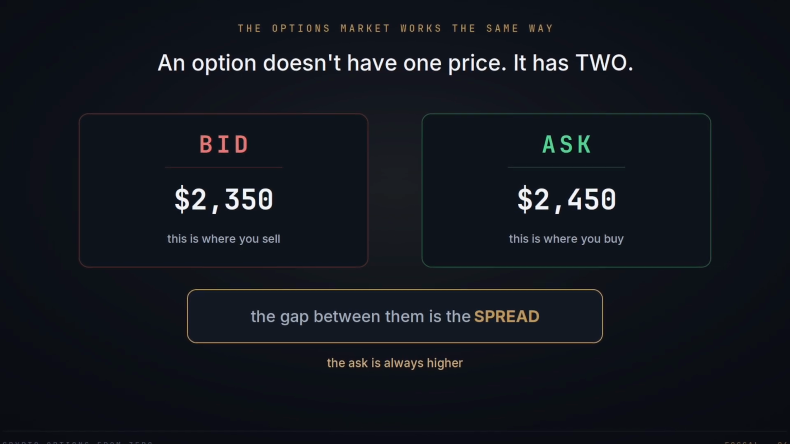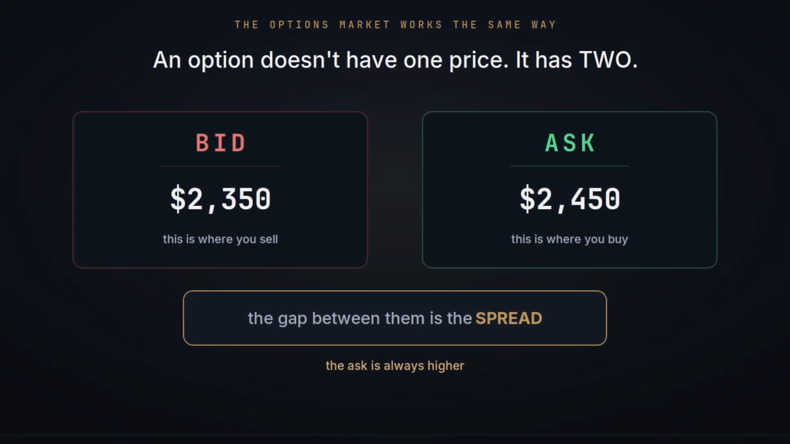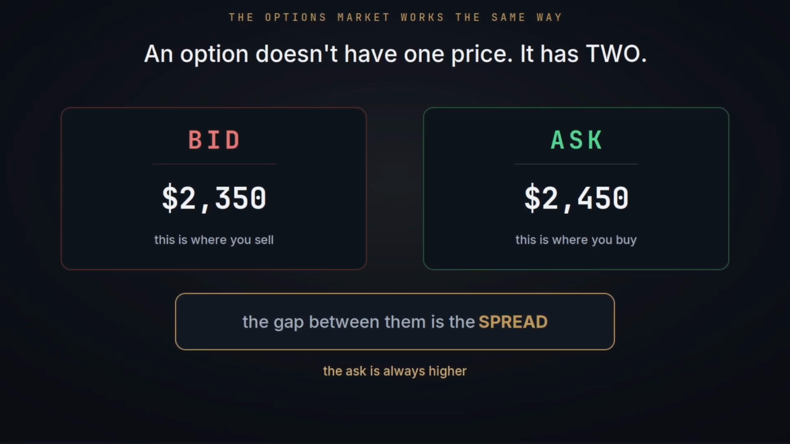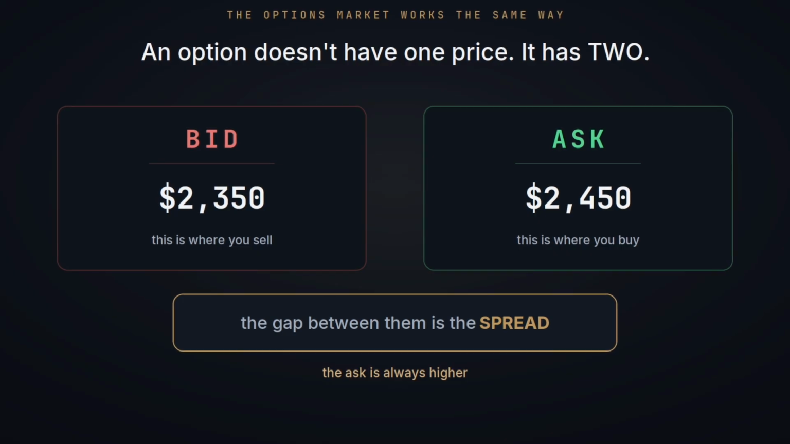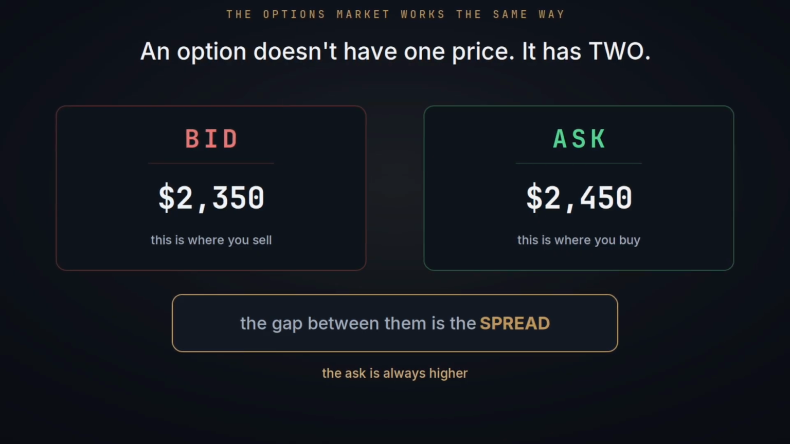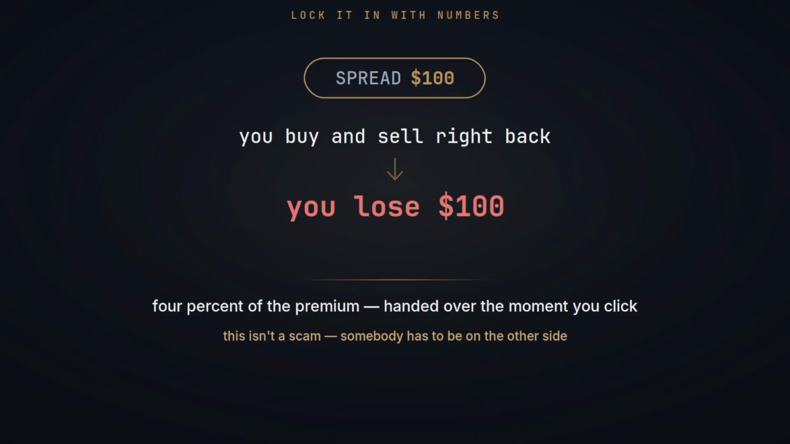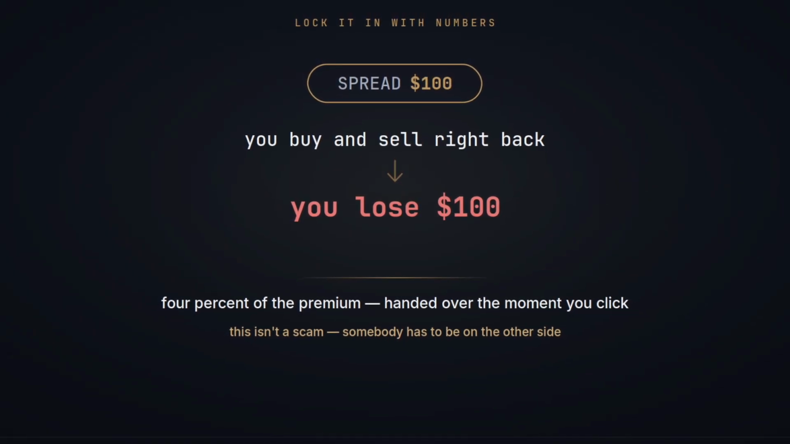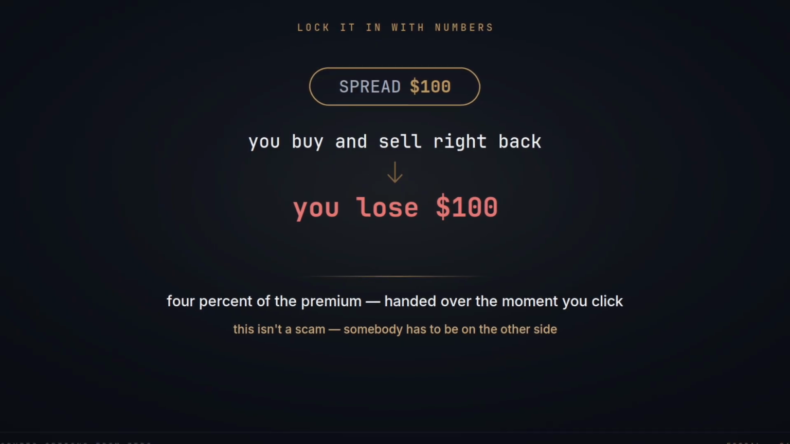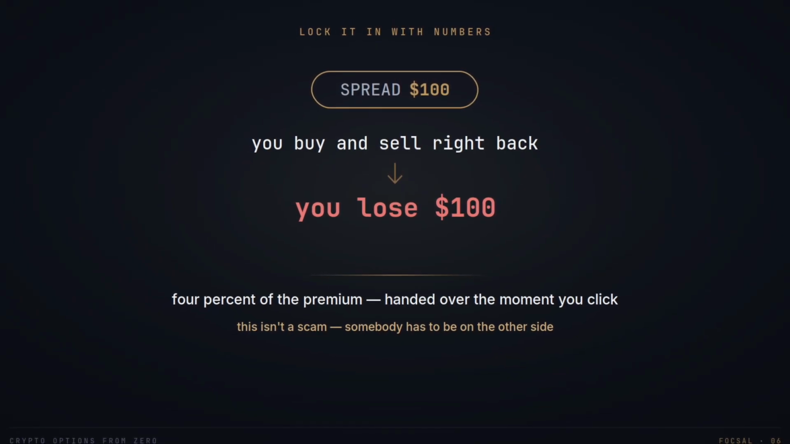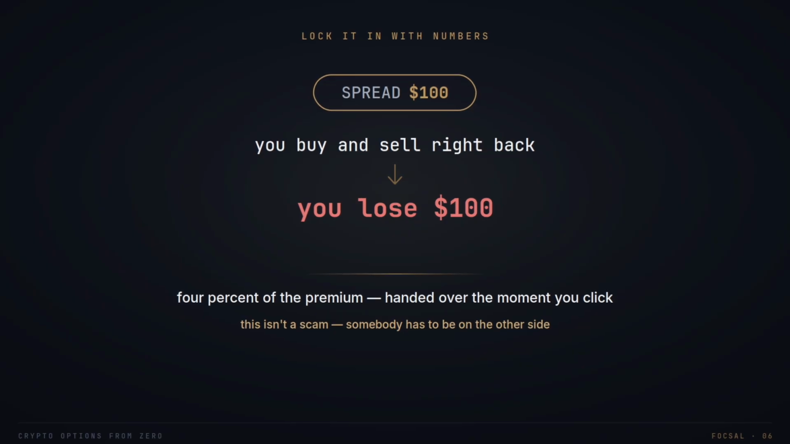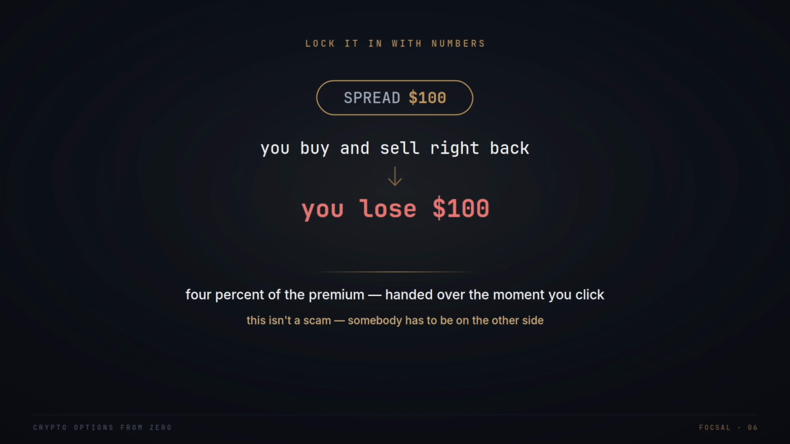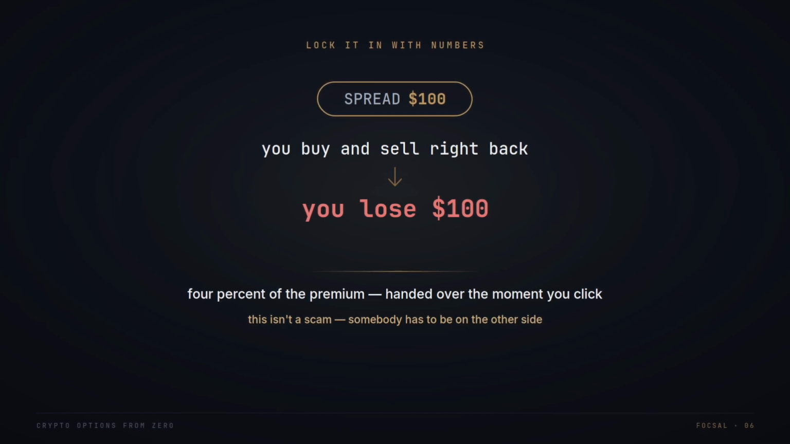Concretely, bid 2,350, ask 2,450. You buy at 2,450. If you wanted to sell it in that same second, you'd get 2,350, $100 down before anything happened. That's the cost of simply getting in. 4% of the premium handed over the moment you click. And this isn't a scam. Somebody has to be on the other side of your trade, ready to buy or sell at any moment. That somebody charges the spread for it.